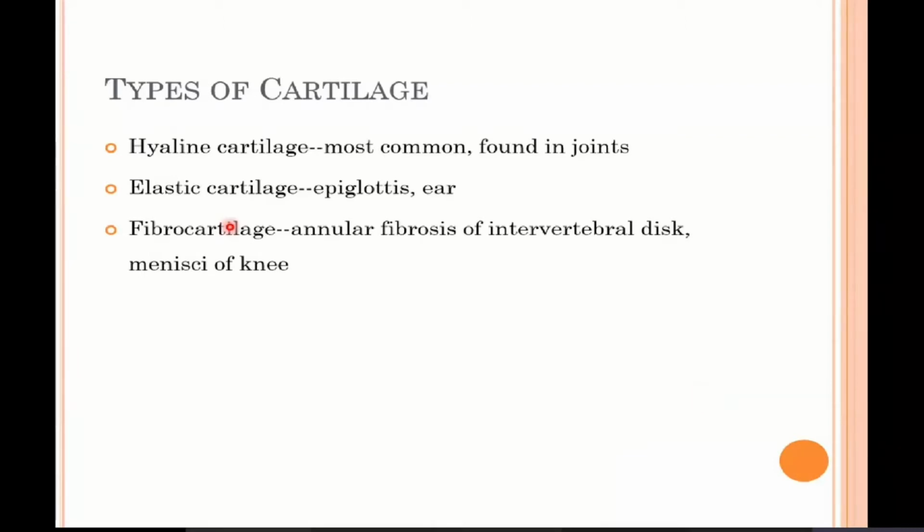Okay, so now we are going to discuss the types of cartilage. Mainly, there are three types of cartilage: the hyaline cartilage, which is the most common and most abundant type of cartilage present in the animal body, and most commonly it is present in the joints, the fusion of the bones, and the respiratory tract.